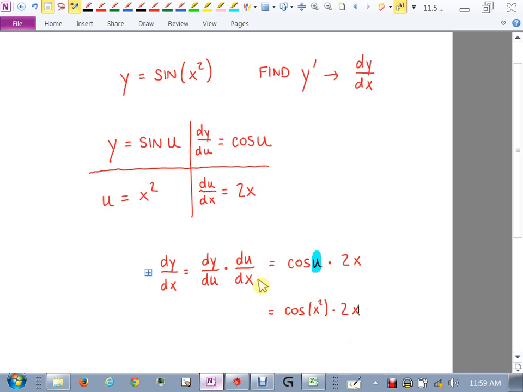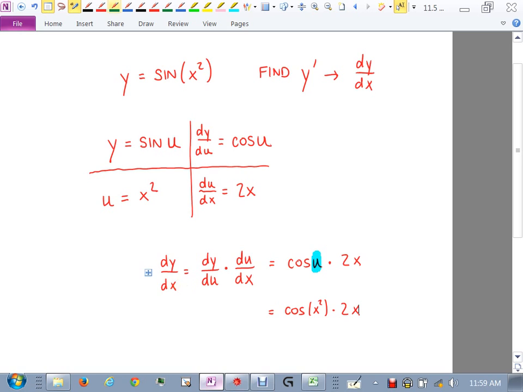The moral of the story here is that if y depends on x, you could somehow break it down, where y might depend on some other variable like u, and then that might depend on something else. Then you can use this Leibniz notation to write out what the chain rule is. Yes?